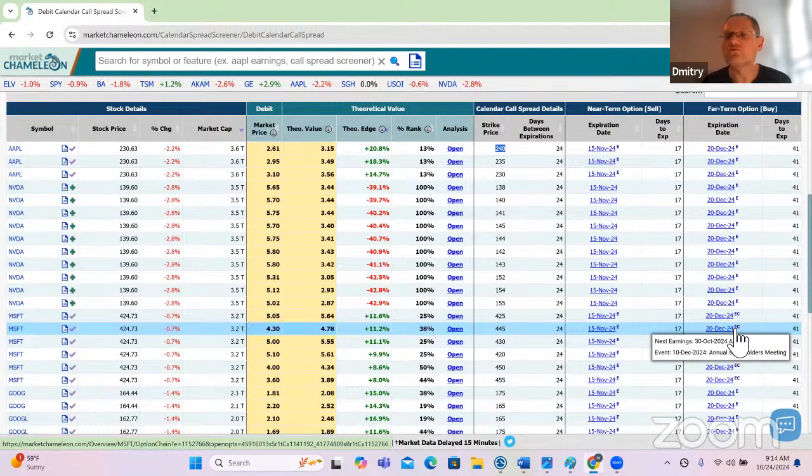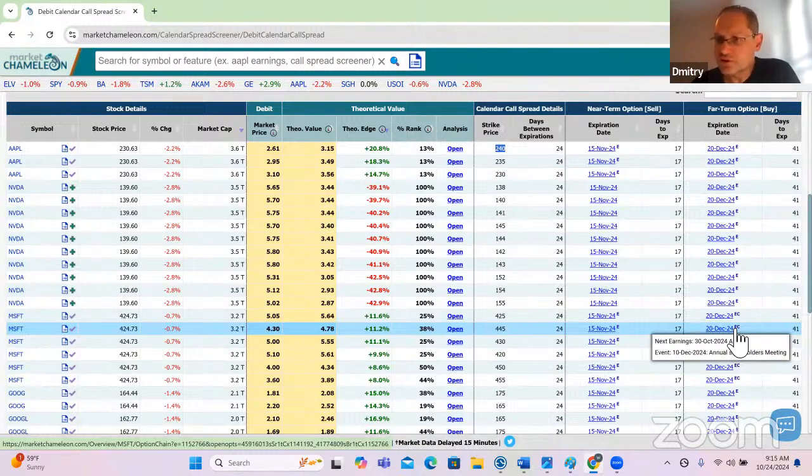And when I'm hovering over it here, it's saying that on December 20th, they're expecting to have their annual shareholder meeting. Okay, so the company said that. So now on the December 20th expiration, there are two events there, the earnings and an annual shareholder meeting. One's coming up October 30th, one's coming up December 20th.